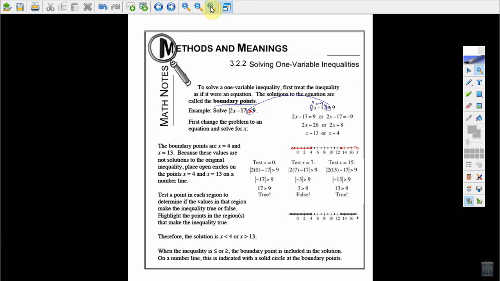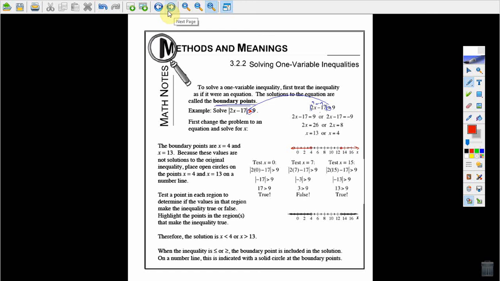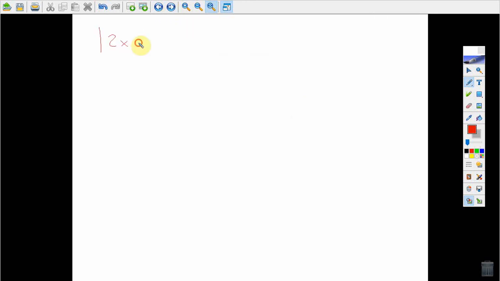I'm going to leave you guys with one to try on your own. Let me know what you get for a solution. We're going to say absolute value of 2x minus 17 is less than 9. So try that one out, guys. See what you get. Absolute value of 2x minus 17 is less than 9.